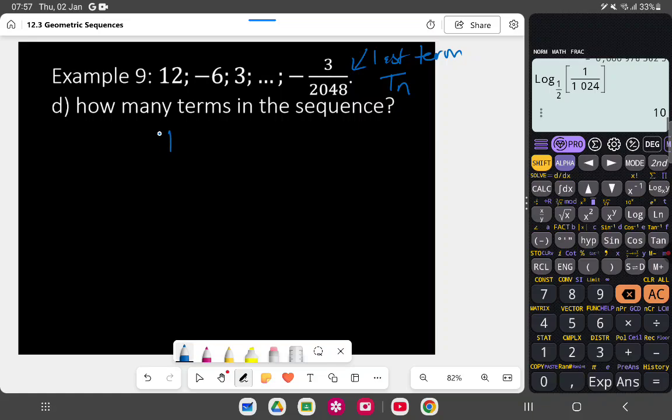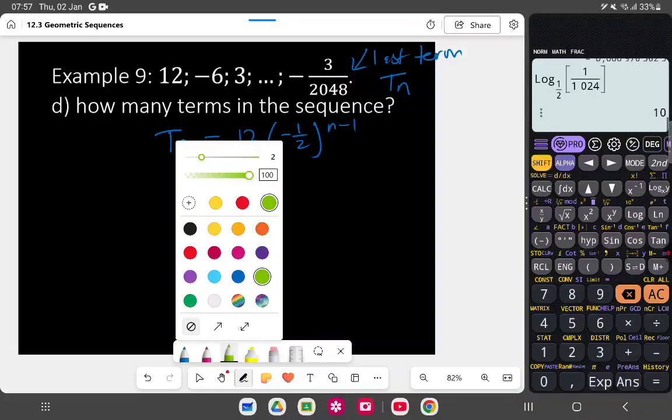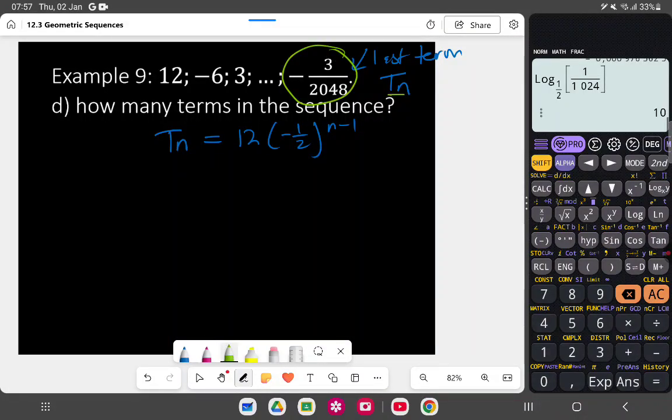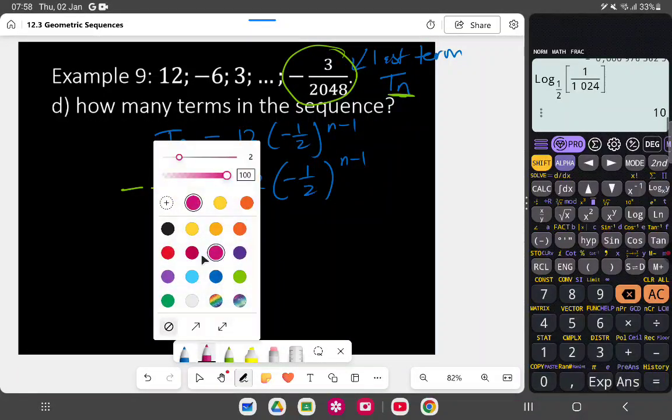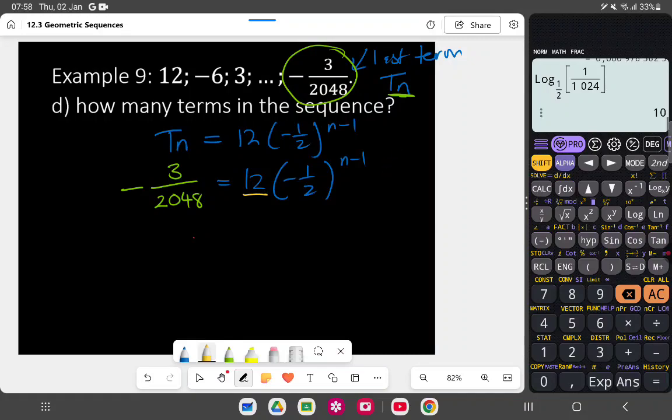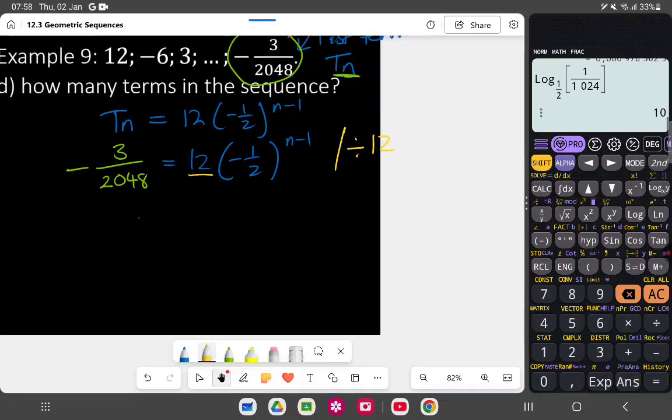So you're going to write out the formula. Term n is equal to 12 bracket negative a half bracket to the n minus 1. Now we're going to input this value as term n. So negative 3 over 2048 is equal to 12 bracket negative a half bracket to the n minus 1. Let's get rid of this 12. So we divide by 12 on both sides.